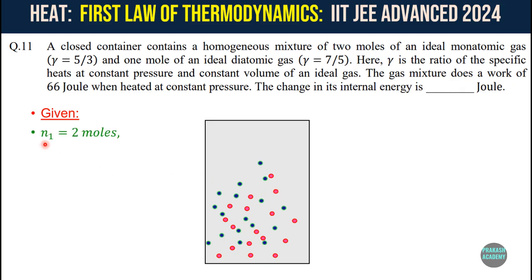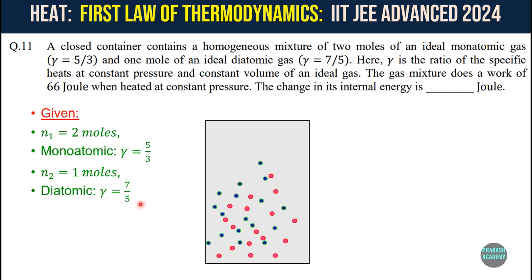For monatomic gas we have 2 moles, and gamma for this is given, that is 5/3. Gamma is Cp by Cv, the ratio of molar heat capacity at constant pressure to molar heat capacity at constant volume, and this value is 5/3 for monatomic gas. Now we have 1 mole of diatomic gas, and gamma for this is 7/5.